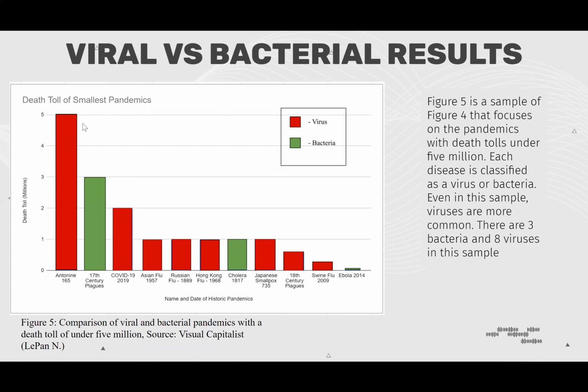Now zooming into the second half of the graph, Figure 5 is a sample of Figure 4 that focuses on the pandemics with death tolls under 5 million. Each disease is classified as a virus or a bacteria. Green are bacteria, red are viruses. And even in this sample, viruses are more common. There are 3 bacteria and 8 viruses in this sample.